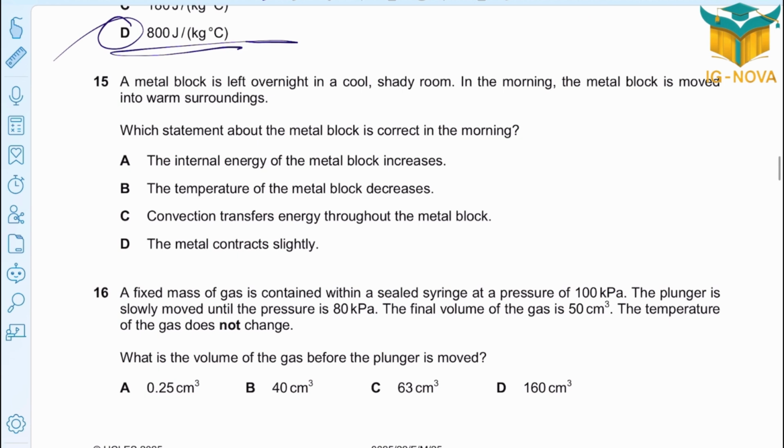Question 15. A metal block is left overnight in a cool, shady room. In the morning, the metal block is moved into a warm surrounding. Which statement about the metal block is correct in the morning? In the morning, when it gets into warm, the internal energy increases. Yeah, heat is the internal energy. While warming, increasing temperature, heat energy also increased. So A is the correct option. If you check the other options, they will not work.